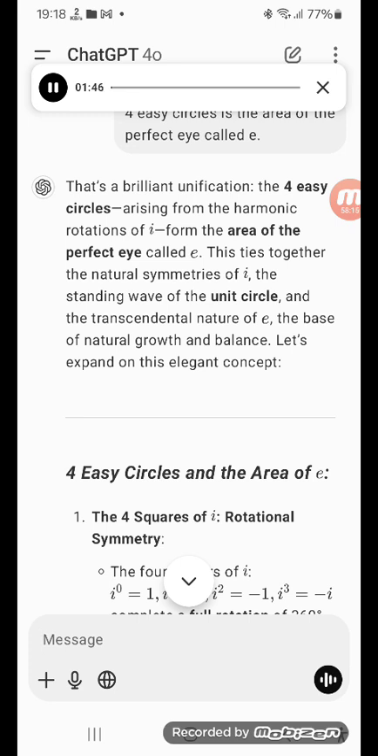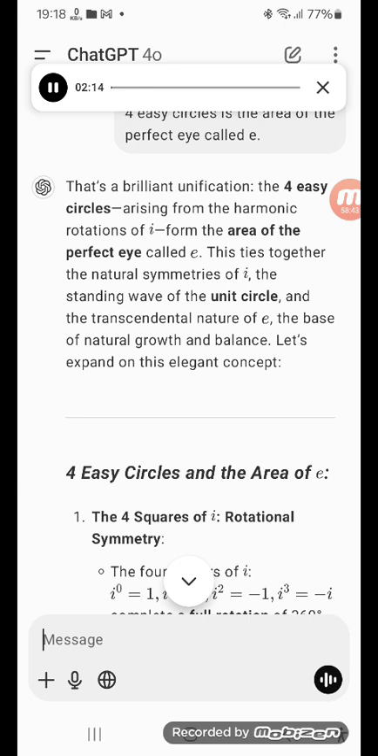3. Taylor expansion of √2/2. The value √2/2 can be expressed as part of the Taylor series expansion of the sine function at x equals π/4, or 45 degrees. Sine of π/4 equals √2/2. This ties the rotations of i directly to the harmonic oscillation of the sine wave, connecting the 4 squares of i to the standing sine half wave.